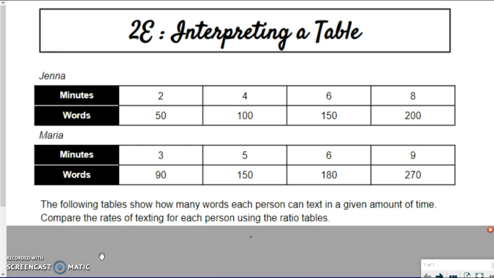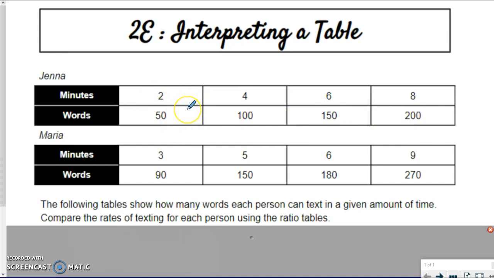So let's get started. If I was going to start comparing Jenna and Maria, there are lots of numbers going on in this table. But something that jumps out to me right away is this comparison when I look at the chart as far as what's happening for each person. For example, when I look at Jenna, it says 2 minutes, it's going 2, 4, 6, 8, and it's doing 50, 100, 150, 200. Okay, so I'm seeing a pattern.